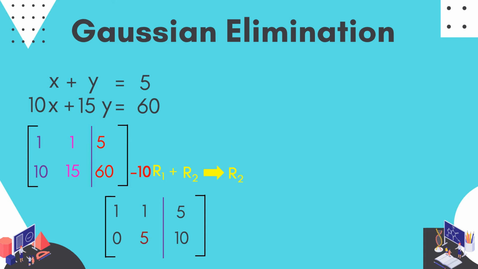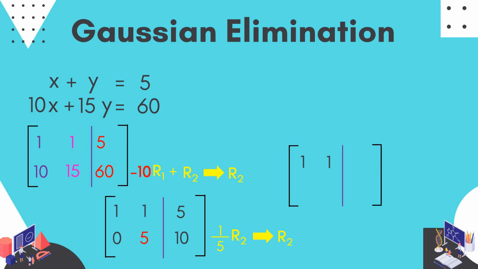Our next target is to make this number in our second diagonal into 1. How can we do it? Alright, using the row operations, we can use the scale operation. So get the multiplicative inverse or reciprocal of 5, which is 1 over 5. Then multiply it to row 2, and this replaces row 2.